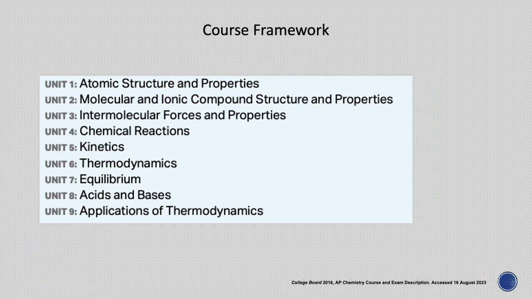The course framework includes the following units. Unit 1, Atomic Structure and Properties. Unit 2, Molecular and Ionic Compound Structure and Properties. Unit 3, Intermolecular Forces and Properties. Unit 4, Chemical Reactions. Unit 5, Kinetics. Unit 6, Thermodynamics. Unit 7, Equilibrium. Unit 8, Acids and Bases. And finally, Unit 9, Applications of Thermodynamics.